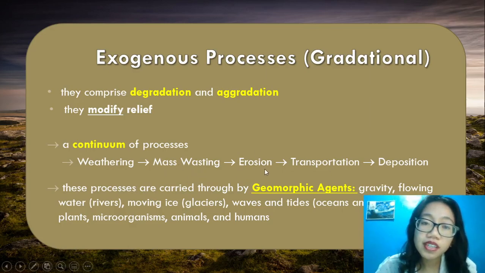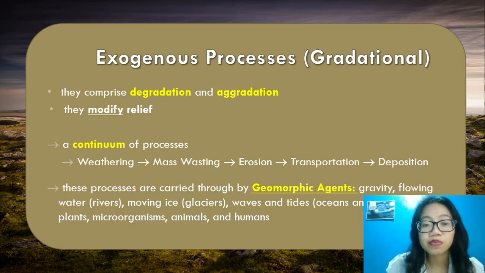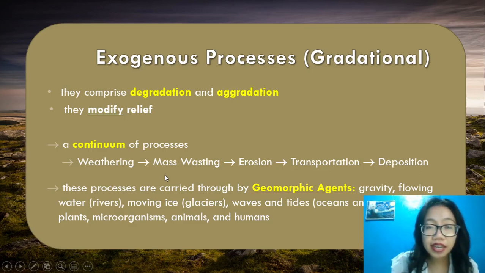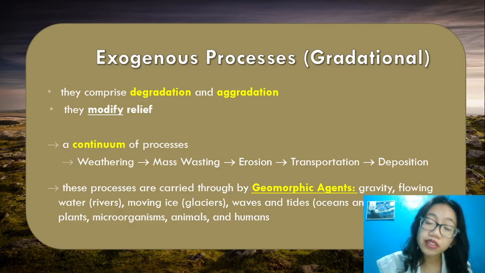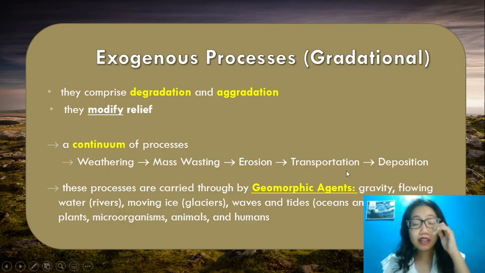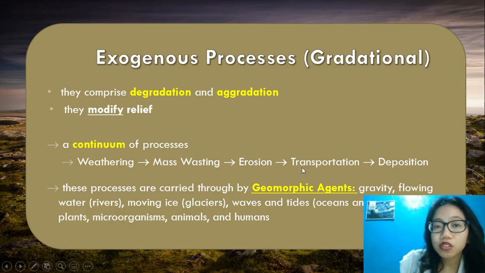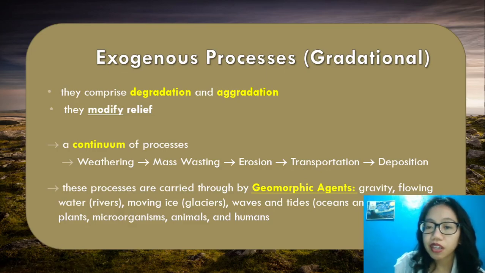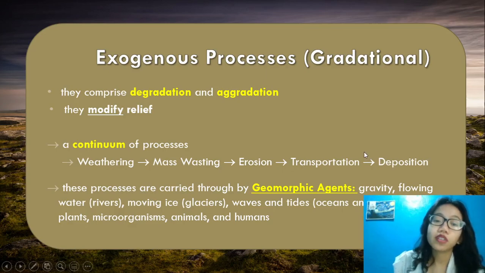So erosion is the small kind of mass wasting that is common in our everyday life. Okay, so mass wasting is a large-scale movement of weathered materials, while erosion is just the normal movement of weathered materials. Then finally, the materials after being weathered may further be transported by other geomorphic agents before finally being deposited into one location.